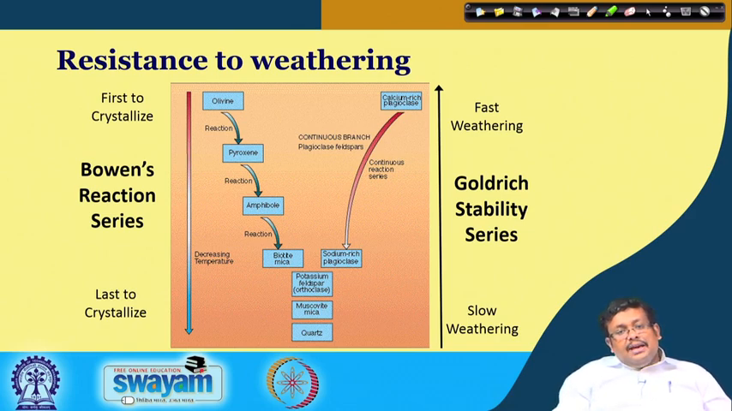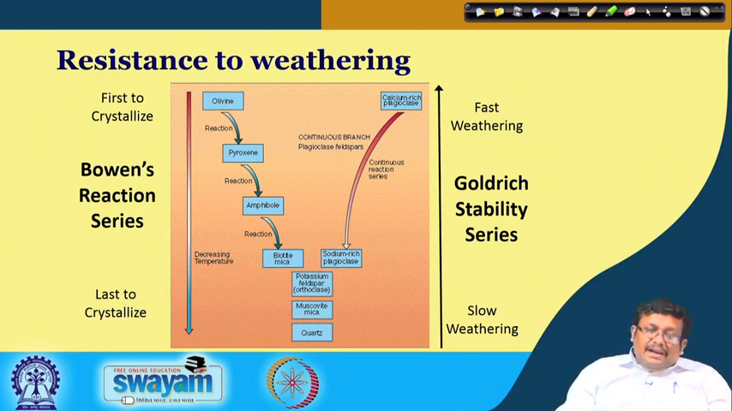However, a question always comes to our mind: we have a range of minerals which are present on the earth's surface. How can we distinguish them based on their susceptibility to weathering? What are the criteria? Now, to show the stability of those minerals, it is important to discuss Bowen's reaction series as well as the Goldich stability series.